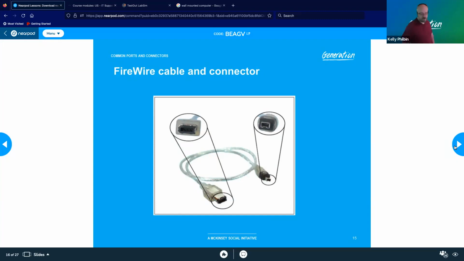So this is what the FireWire looks like. It has like this little box thing. It's, you know, kind of hard to see, I guess. So it's got the little box piece, and then the other side connection looks almost like an arrow. So it kind of swoops in like this.